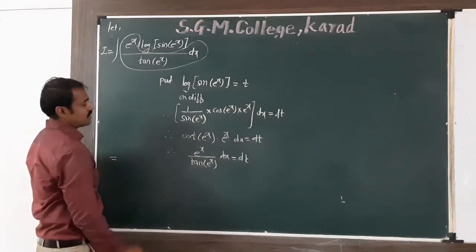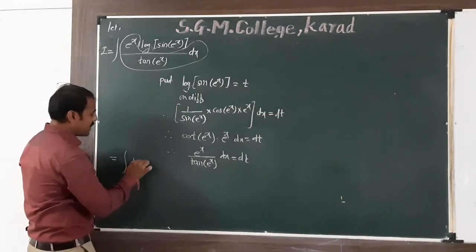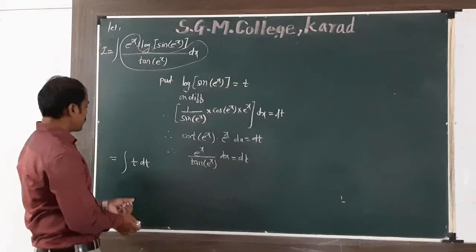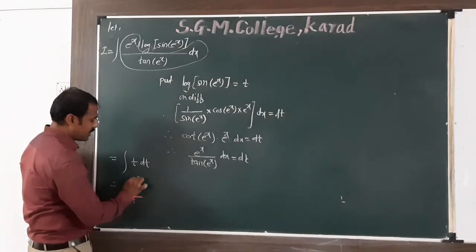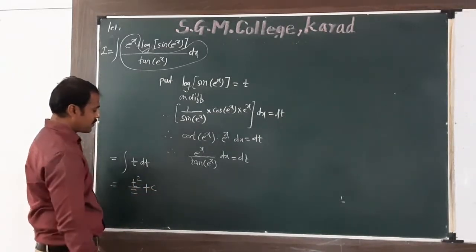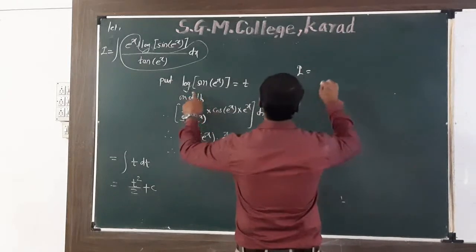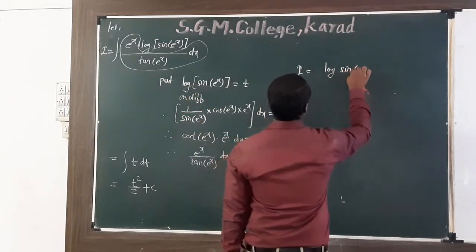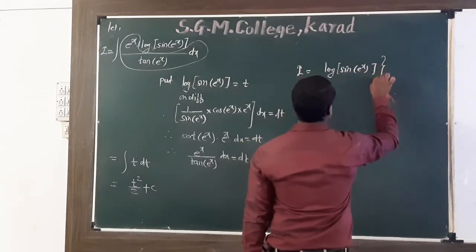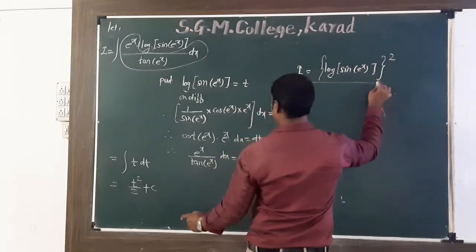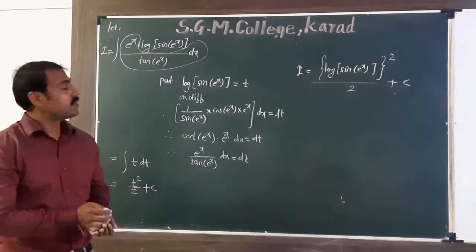So the integration becomes, with log of sine of e raised to x as t, the integration of t dt. What is the integration of x? It's x square upon 2. So the integration of t is t square upon 2 plus the constant of integration C. What is t? Resubstitute the value of t. T is log of sine of e raised to x, in brackets, squared, divided by 2, plus the constant of integration C, which is the final answer of the given example.